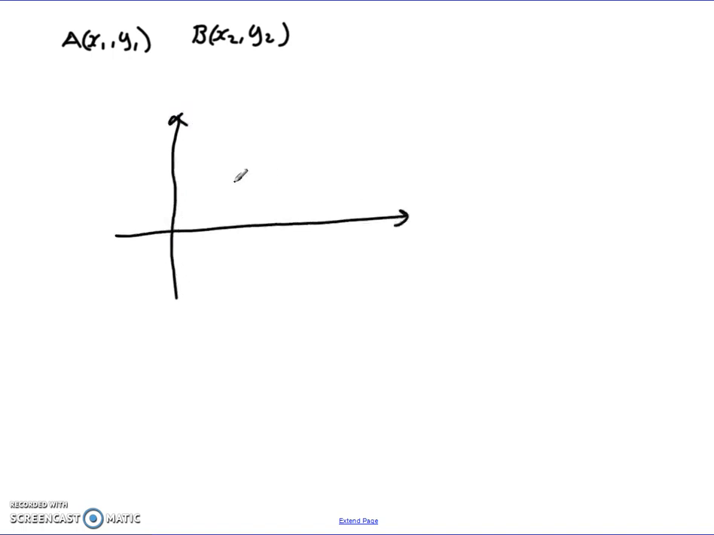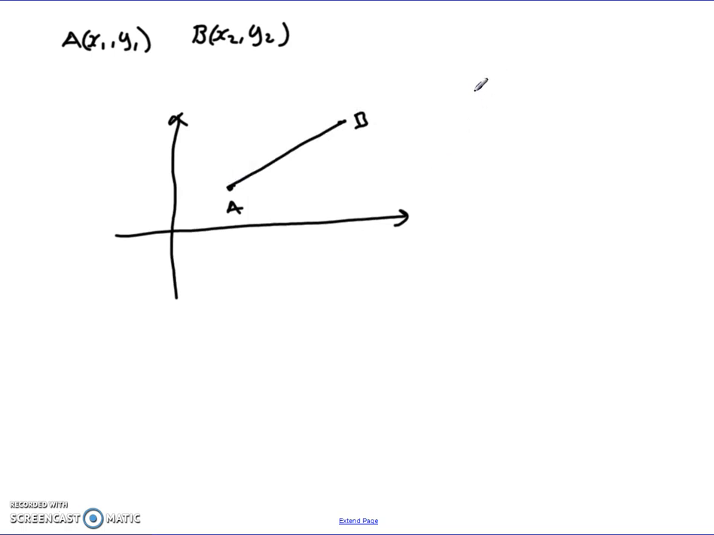So again, if we stick to just two generic points, A at x1, y1, and B at x2, y2, and we plot them, we'll see what I mean. So imagine we take the 2 points A and B, and we just generically plot them somewhere on our grid. So there's my point A, there's my point B. And that's the line that joins the two of them together.